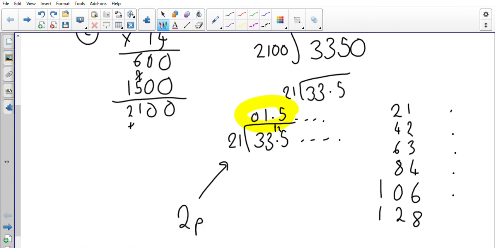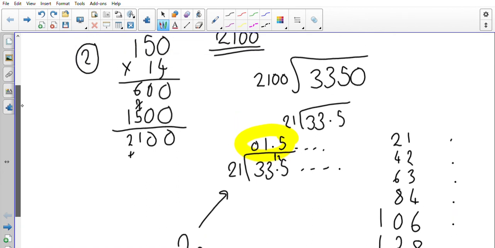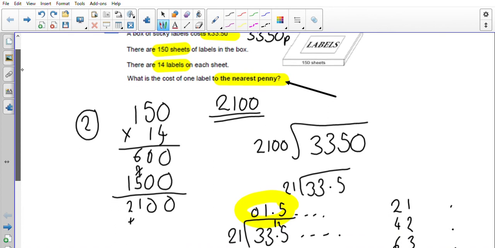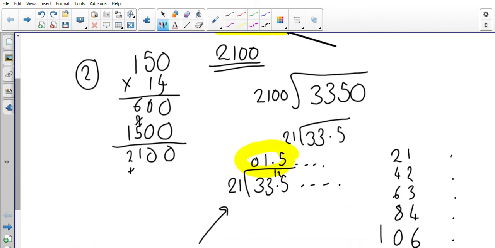Okay, so this is just about understanding what the question's asking of us, about being able to manipulate place value as well. And here, the key for us was actually making this division a factor of 100 smaller, because it's much easier to deal with 21s than it is to deal with 2,100s.